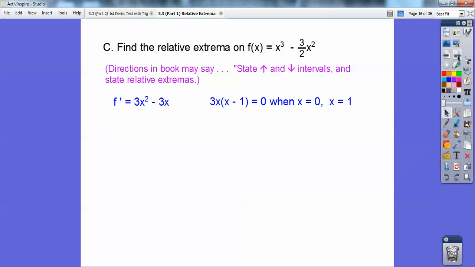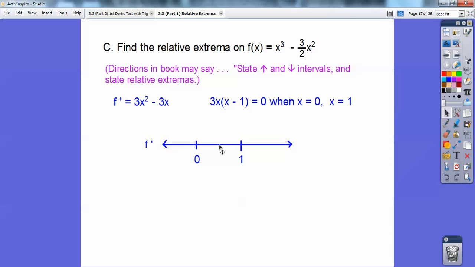So now I make a number line chart with x equals 0 and x equals 1, and I test numbers here, a number here, and a number here in f prime. I like testing big numbers, you guys, so I'm going to test negative 10 for this area right here, test a half right there, and then test positive 10 right there. So if I plugged in negative 10, I just want to know, is it positive or negative? I get a negative times a negative. This area is going to be positive.